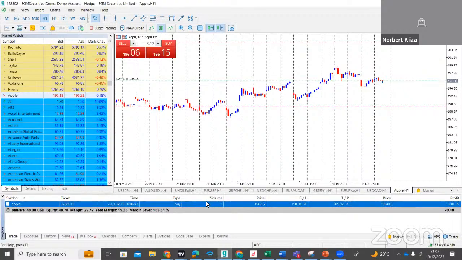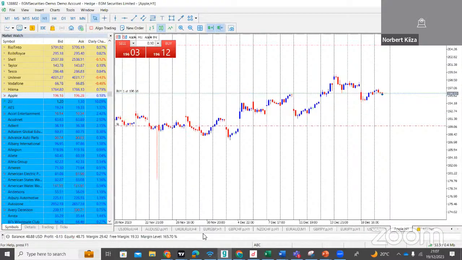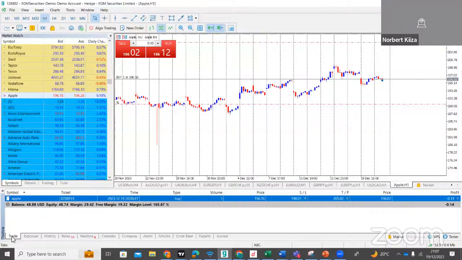So it's just a matter of time. And once you do that, you can track the performance of your stock on the trade option. So when you go to the toolbox under trade option, you can see how the performance is. So basically, that is how you trade stocks.